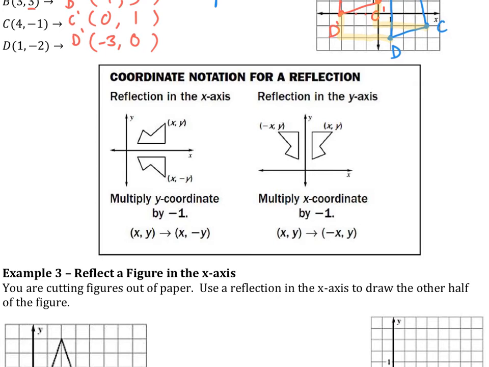A reflection. Okay, the reflections are right here. If you reflect it over the x-axis, it goes to x, negative y. If you reflect it over the y-axis, your new point is going to be negative x, y. Okay, so notice what changes. The y value changes here. The x value changes over here. Okay, we will use those rules as we go forward.